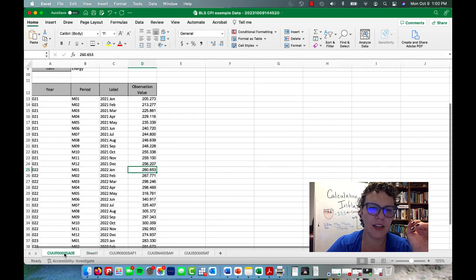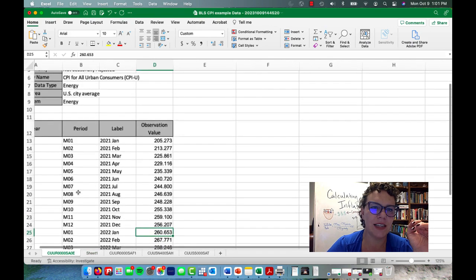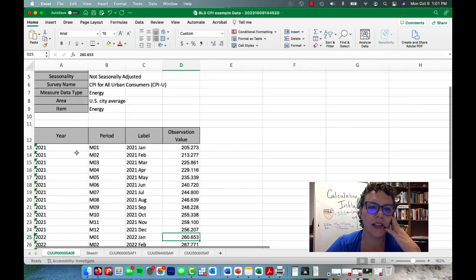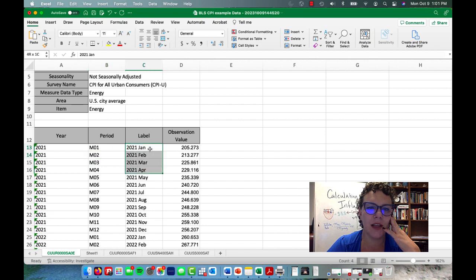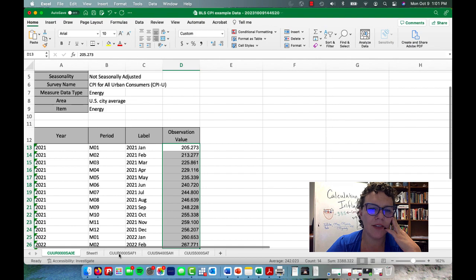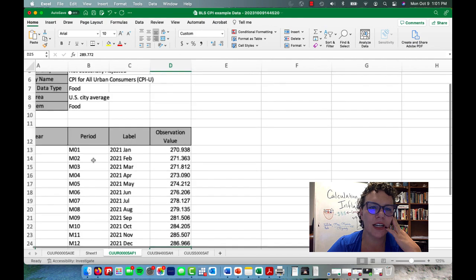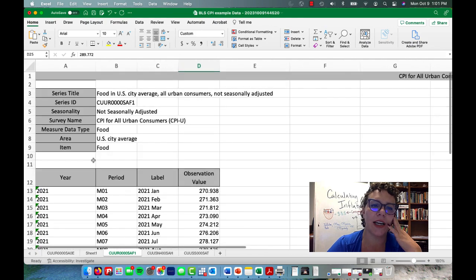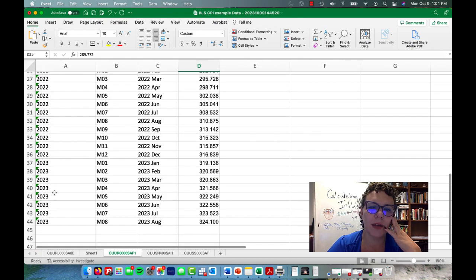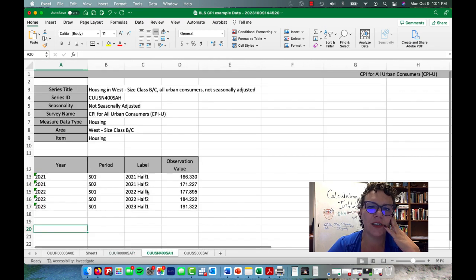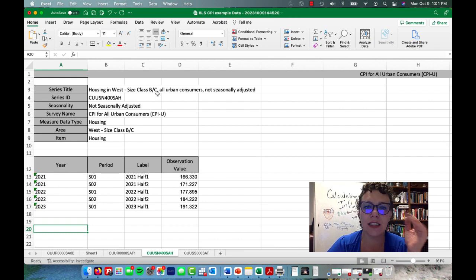So we can see I have here energy price data, and this is energy for the US average for urban consumers, not seasonally adjusted, and it's organized by year and then by month, and then there's values, and these are in dollars. And then I have here the price of food. This is the US city average, not seasonally adjusted for urban consumers, and again, it's organized by year and then by month. And then over here I have housing, and there's not as many observations for this. They're only getting it quarterly.